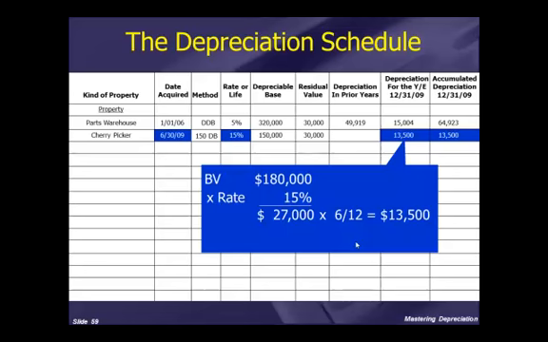And since it was acquired June 30th, that is after the 15th. So we do not get to count June. We're going to count July through December. That's 6 months, 6/12, or 1/2 of a year. So that's $13,500. There is no depreciation in prior years. The accumulated depreciation 12/31/09, therefore, is the same as the depreciation for year ending 12/31/09.